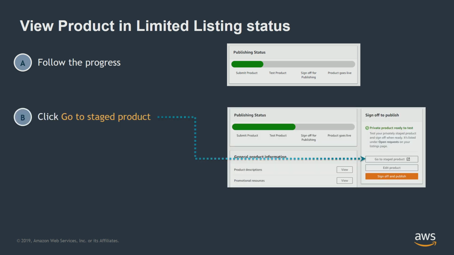When it gets to the phase of test product, you can now see your test product in the AWS Marketplace. Only your account will be able to see it. It's published in a limited listing state. All right, and so we're going to go ahead and click Go to Stage Product.